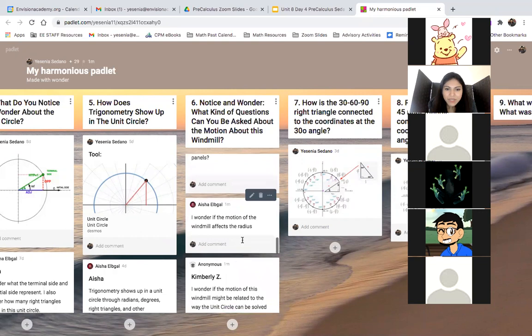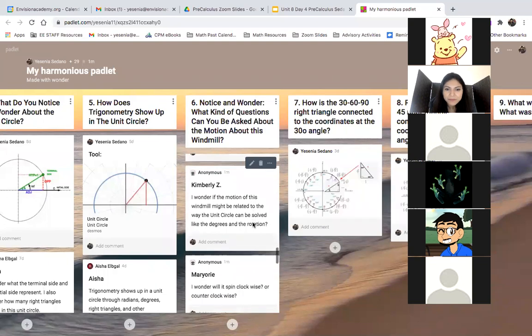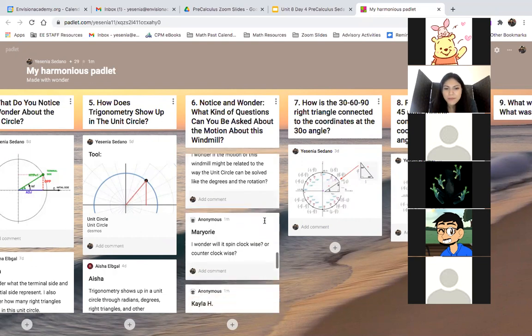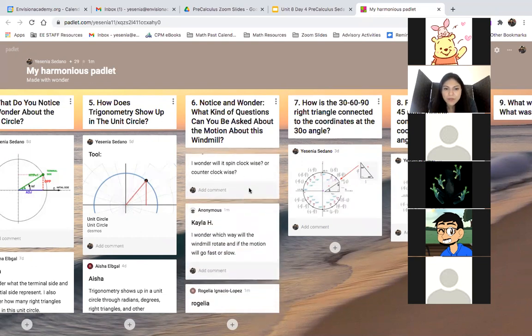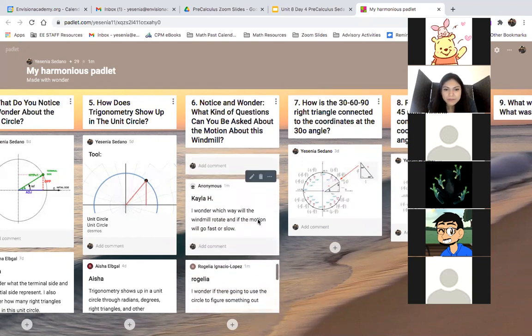If the motion affects the radius, so I'm seeing that we're bringing in some of the words we've been talking about. How is the radius going to affect this? Okay, so there's a question: I wonder if the motion of this windmill might be related to the way the unit circle can be solved, like degrees and rotation. Ooh, so that's a possible question you could be asked. I like that. We got that wondering of clockwise or not.